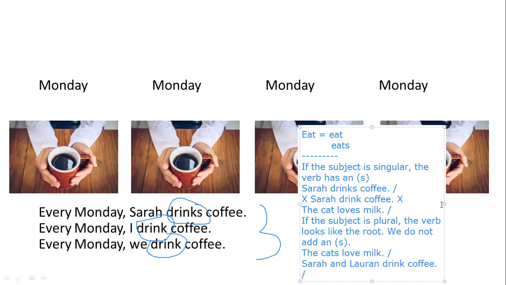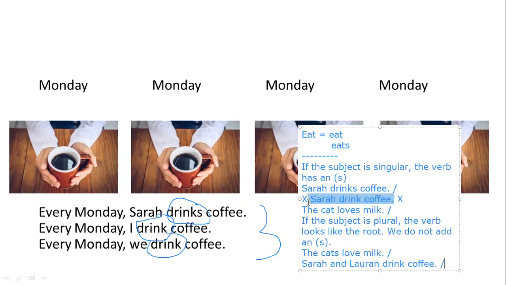But wait, why is the first Sarah wrong here? Because even though I'm talking about a habit, I'm not using the correct form of the verb. When the subject is singular, I have to add an S. So this is wrong. But this one is correct. Why? Because there is an S in the verb that follows a singular subject.